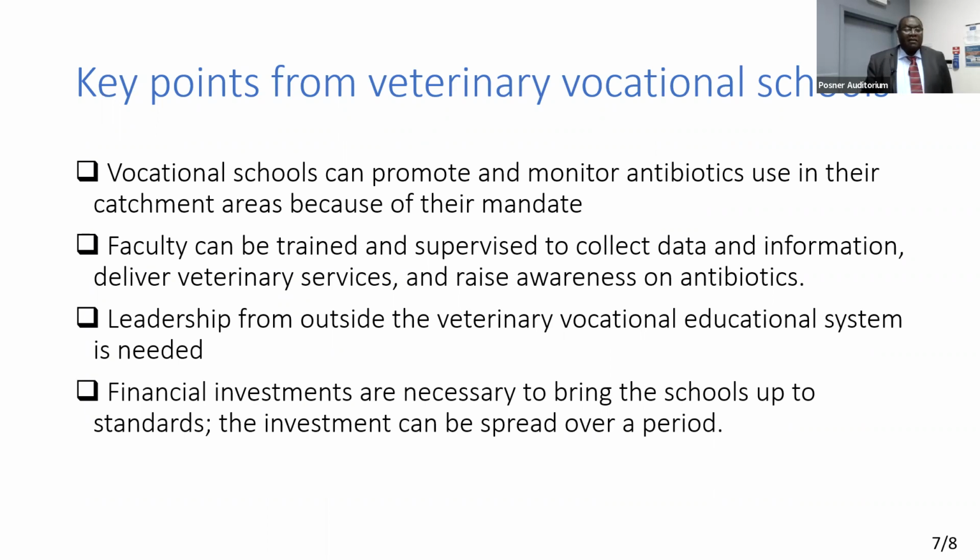So we believe that vocational schools can promote antibiotic stewardship. Faculty can be trained and supervised to collect data and information. They can be part of a surveillance system, but they don't have the leadership to do these things by themselves. We need people to help them play that role they can play well. Of course, some of them don't have the infrastructure they need. They will need some resources to do that.